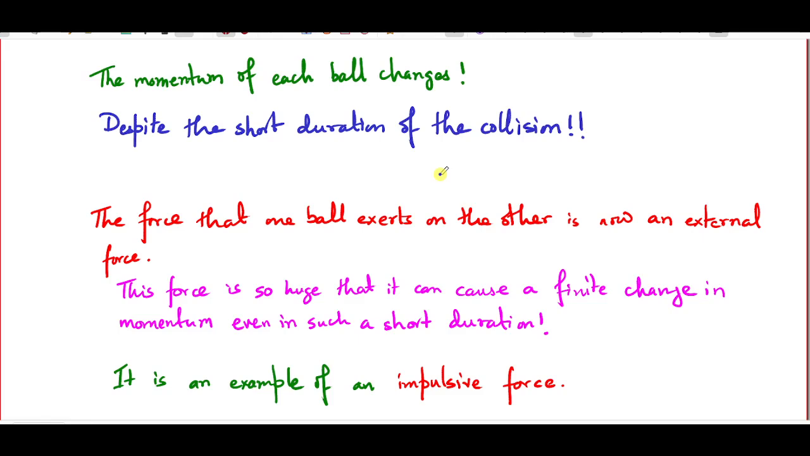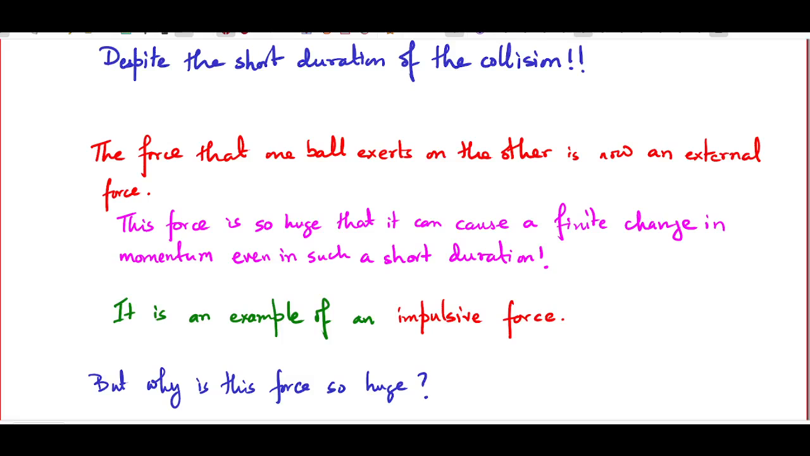This explains why the momentum of a single ball gets to change during the collision. You now have to treat the force exerted by the other ball as an external force, and that force happens to be impulsive. So, we have managed to explain how the momentum of a single ball manages to change during a collision, which is so short-lived that the momentum of the overall system does not change. It all has to do with the fact that the force which one ball exerts on the other is so huge. But this begs the question, why is this force so huge?